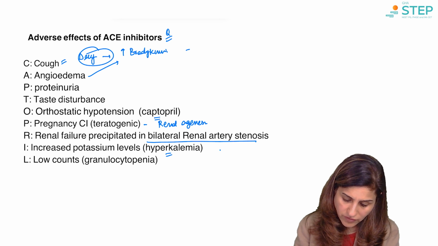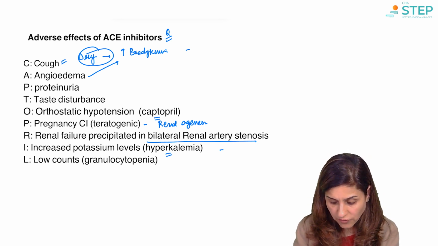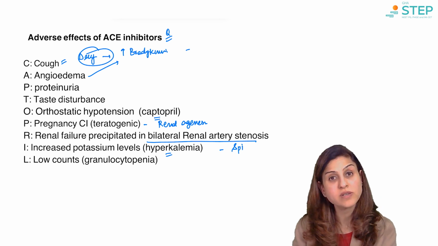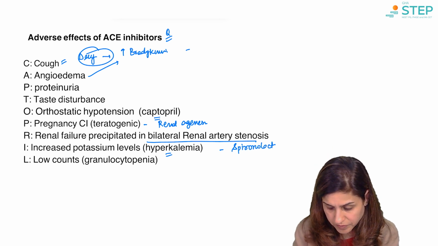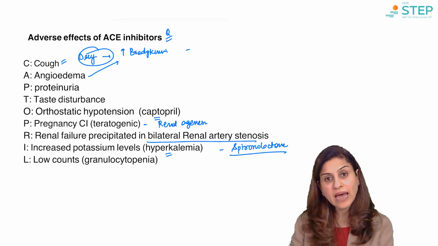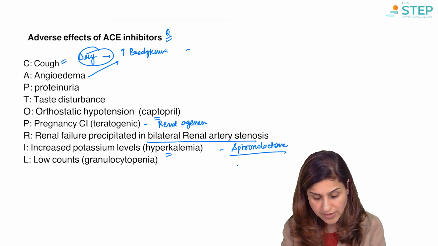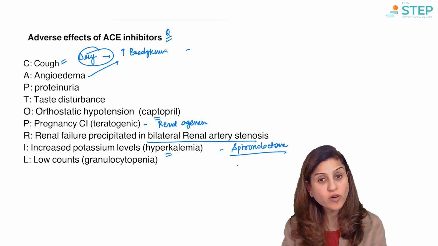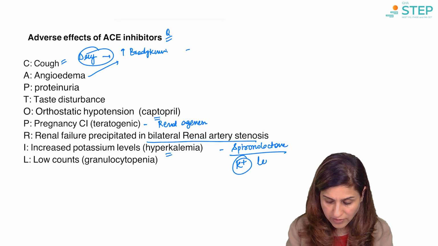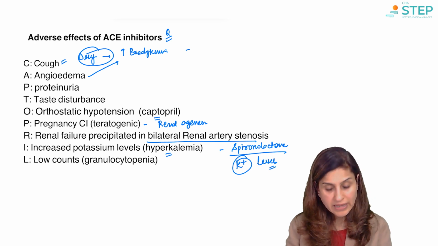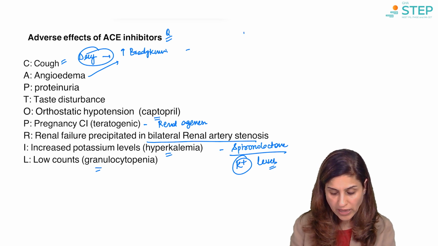Therefore, they should not be given, or very cautious use is advised, if given with another drug which is causing hyperkalemia, like spironolactone. Right? Spironolactone is a potassium-sparing diuretic often used in such cases, and if an ACE inhibitor is also prescribed, you will have to keep on monitoring the potassium levels. Right? Low counts, granulocytopenia. So here I also want to emphasize one thing.